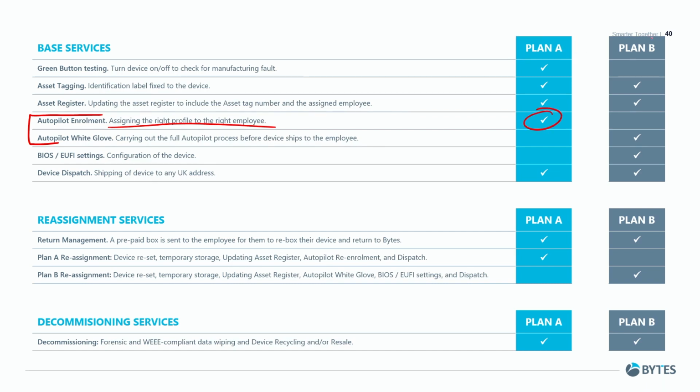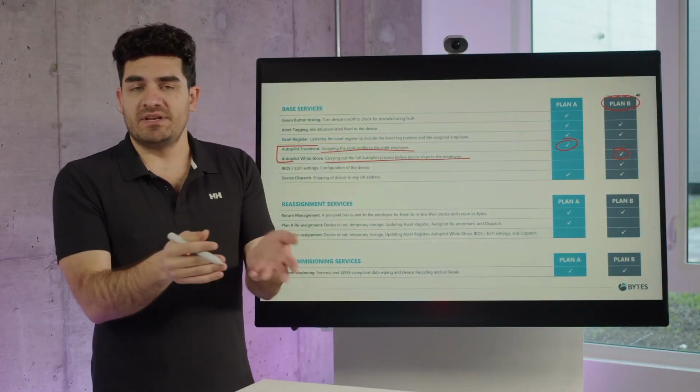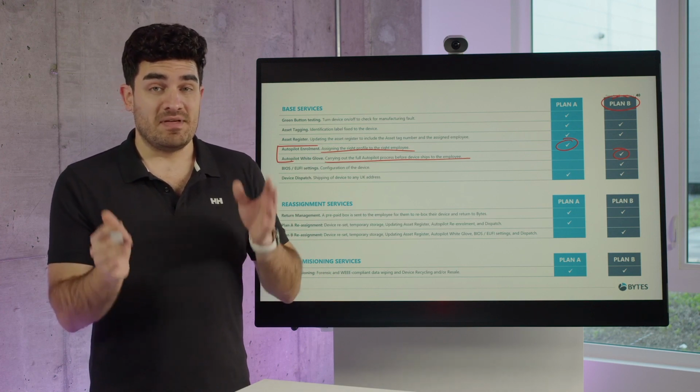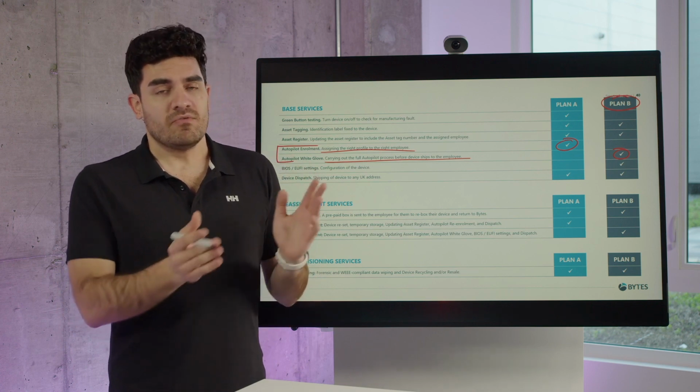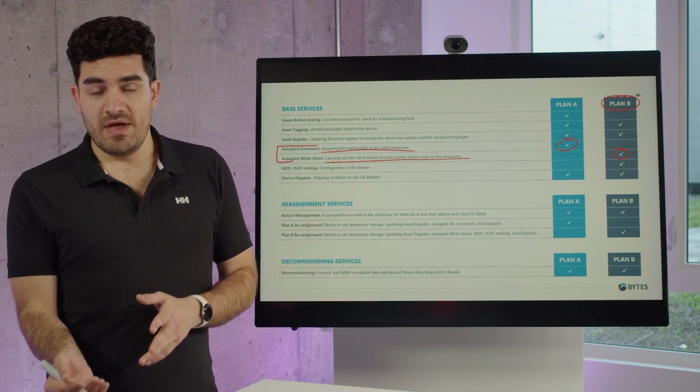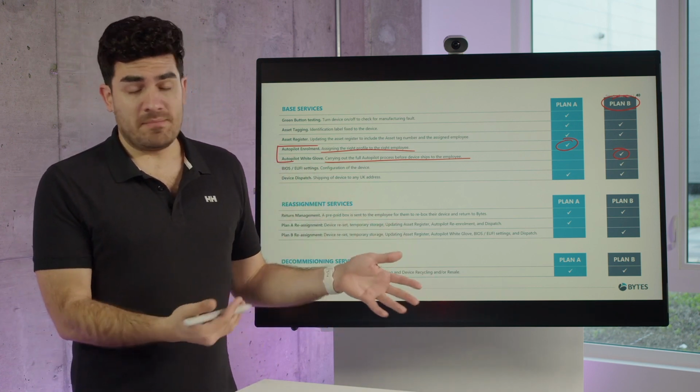But when you opt for Plan B, there is this white glove experience, which is the full Autopilot process before the device ships. Remember, I mentioned that it takes about 45 minutes to an hour, depending how many apps, that the user will have to wait. They're informed of the progress, but they still gotta wait for that device to finish deploying itself. Bytes can help you with that model, and that might be fine.